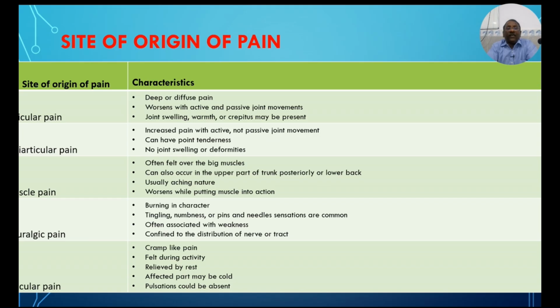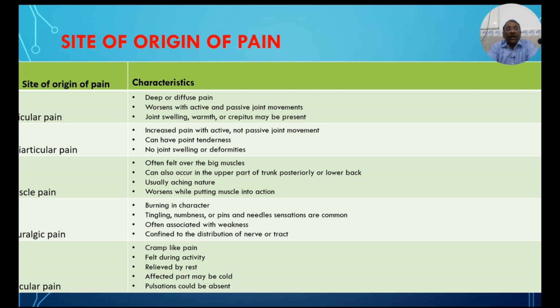Periarticular pain increases with active, not passive, joint movement. It can have point tenderness like bursitis or tendinitis. There is no joint swelling because the synovial membrane is not involved here. The joint capsule is not involved here, and there are no deformities.